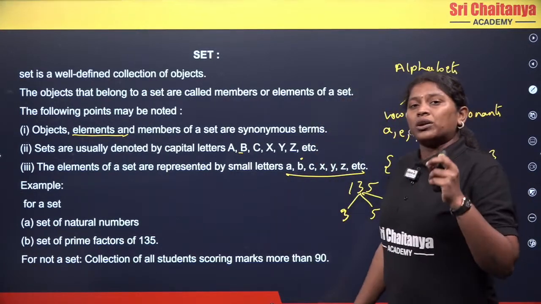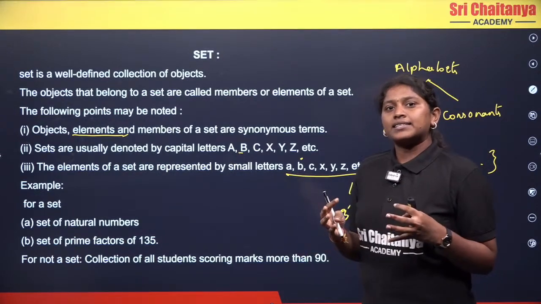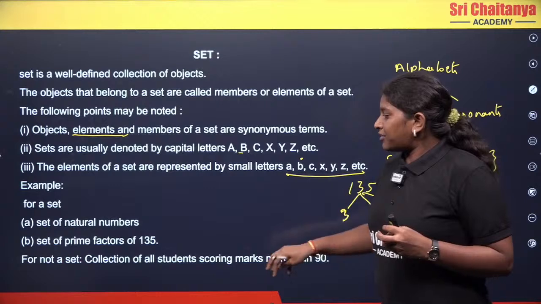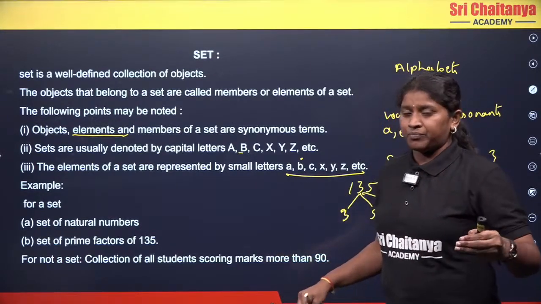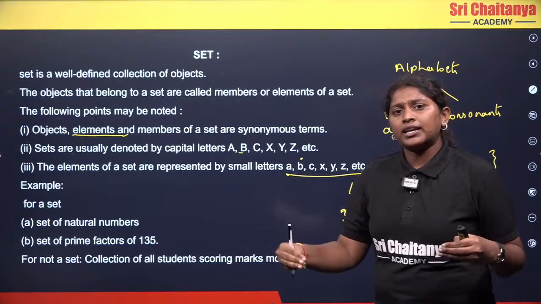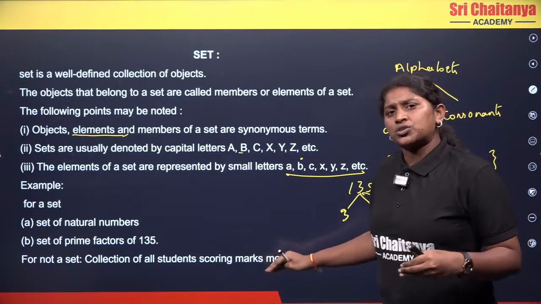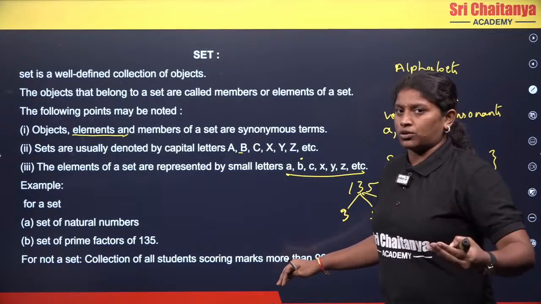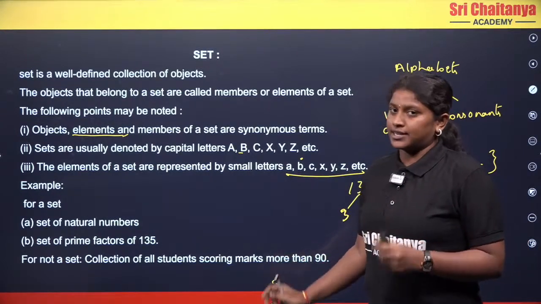Now, which situations can't be considered a set? Just consider an example of students scoring more than 90 marks. We can't predict whether a student can score above 90 marks, right? We are not sure whether he will get it or not. Such situations come under not a set.